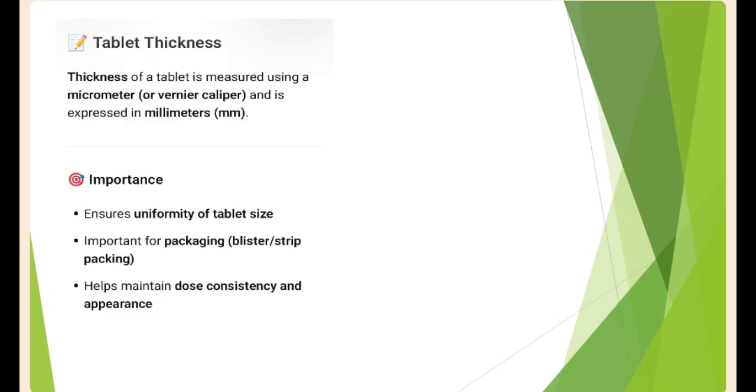Next, move on to tablet thickness. Thickness of a tablet is measured using a micrometer or vernier caliper and is expressed in millimeters. Importance: ensures uniformity of tablet size, important for packaging, helps maintain dose consistency and appearance.